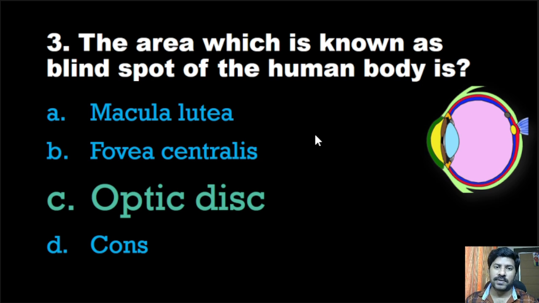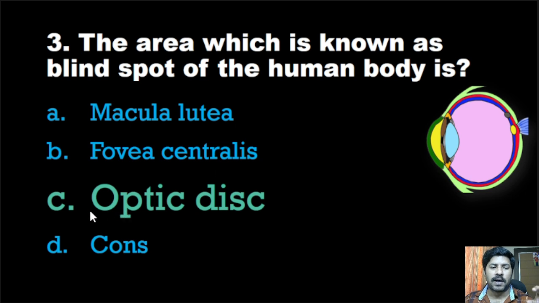In the macula lutea, the central part, where a very large amount of cone cells are occupied, is known as the fovea centralis, the central part of the macula lutea. A very large number of cone cells are located there, so maximum vision is available. If the image is focused on the fovea centralis, the vision will be clear.